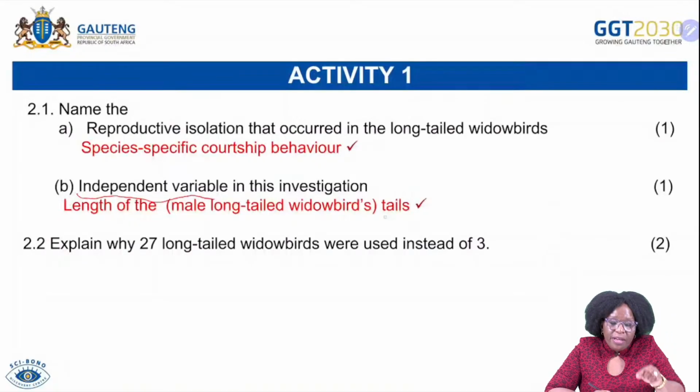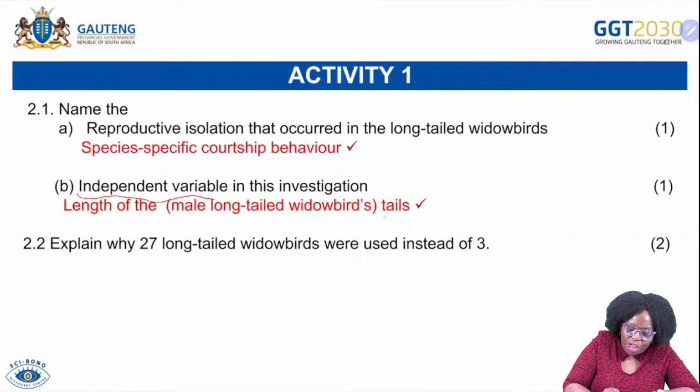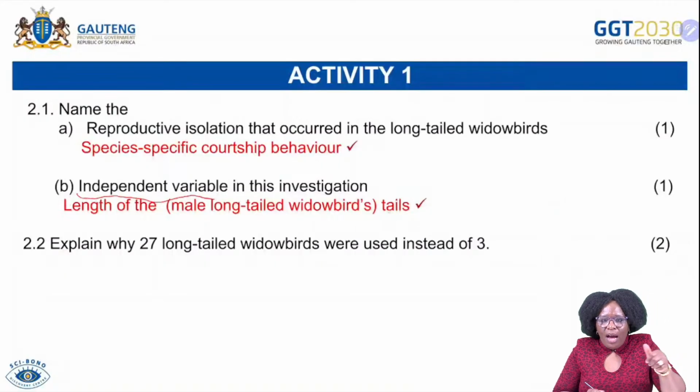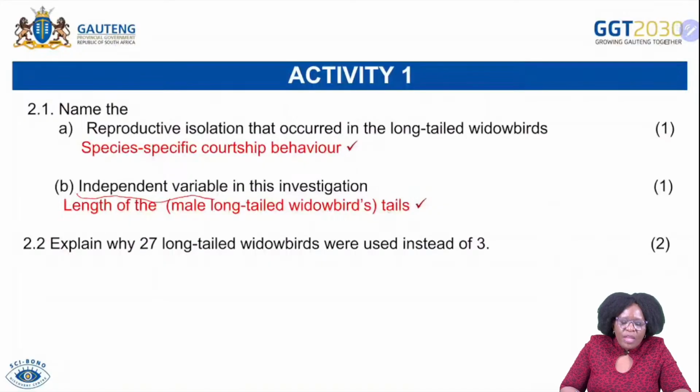That is why you see from the 3 groups, what was manipulated? The length of the tails. One was cut short, the other one was extended with artificial feathers, and the other one was left unchanged. So this is the one that can be manipulated in order to get the outcome of the investigation.